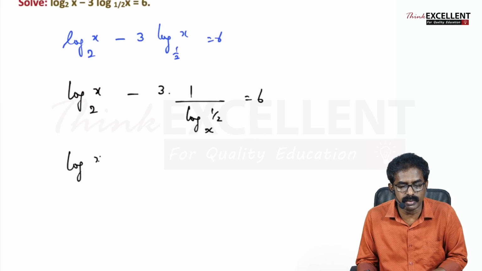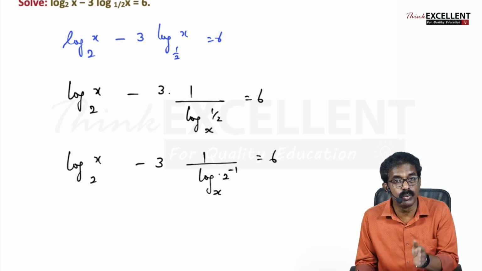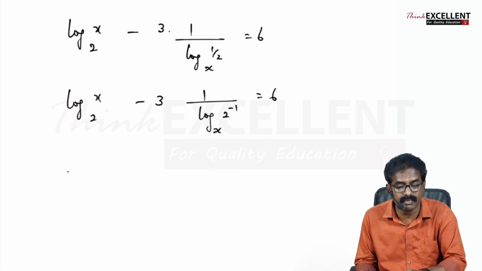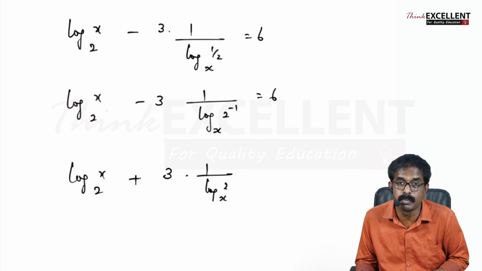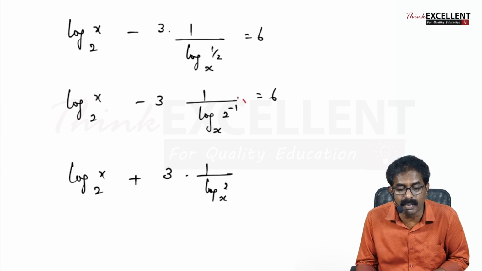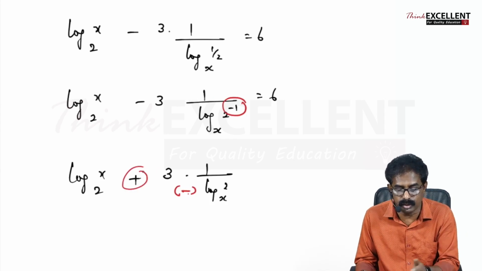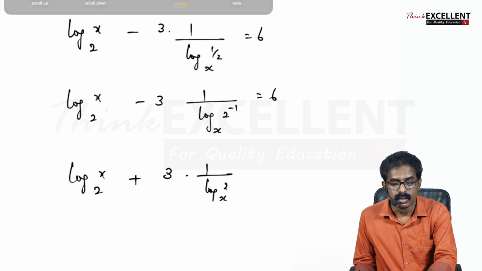That is log x to the base 2 minus 3 into 1 by log base x of 1 by 2, which means 2 raised to minus 1. Next step, apply power rule, 2 raised to minus 1. The minus comes front, so that minus into minus becomes plus. So the next step will be log x to the base 2 plus 3 into 1 by log 2 to the base x. How we got this plus? You know, this minus 1, you apply power rule, this minus 1 comes front, that minus comes here, then minus, then here also actually got minus, that minus and minus is what? Plus. Okay, hope you understood that. Equal to 6.